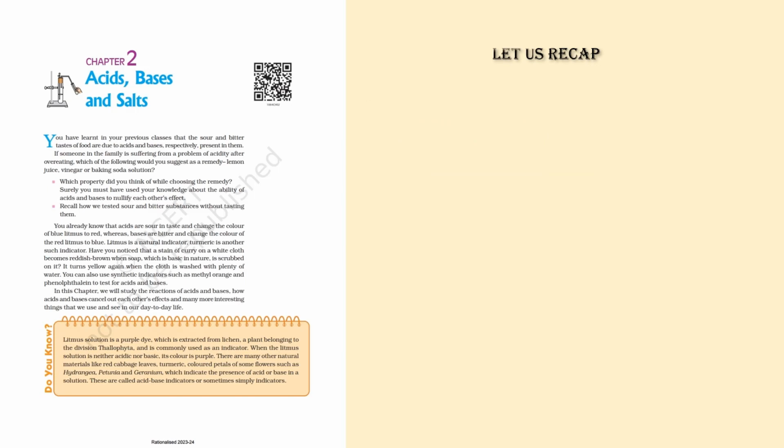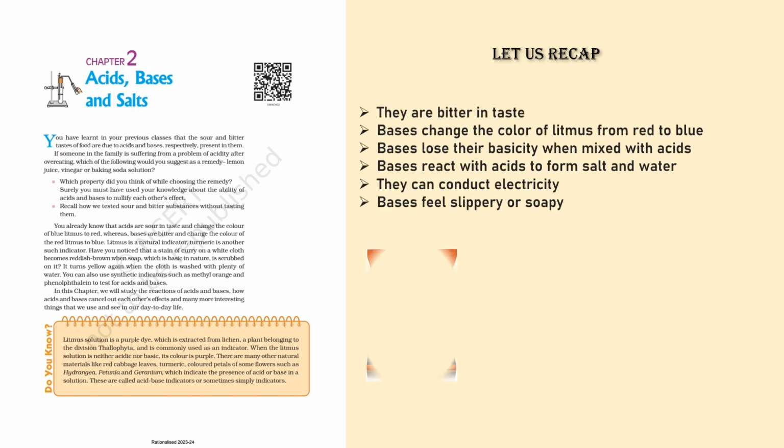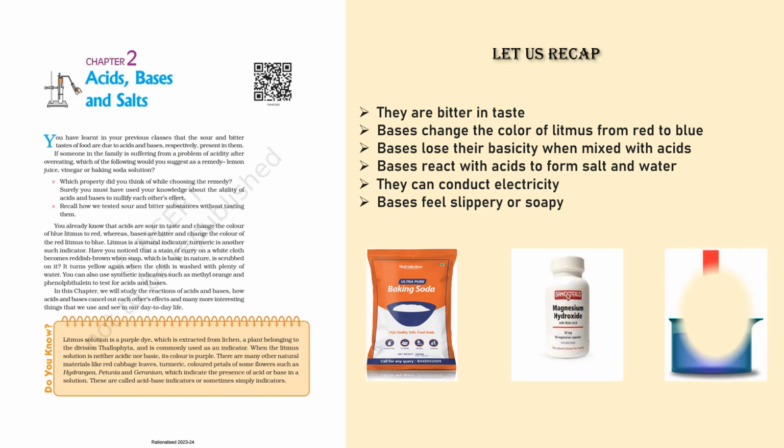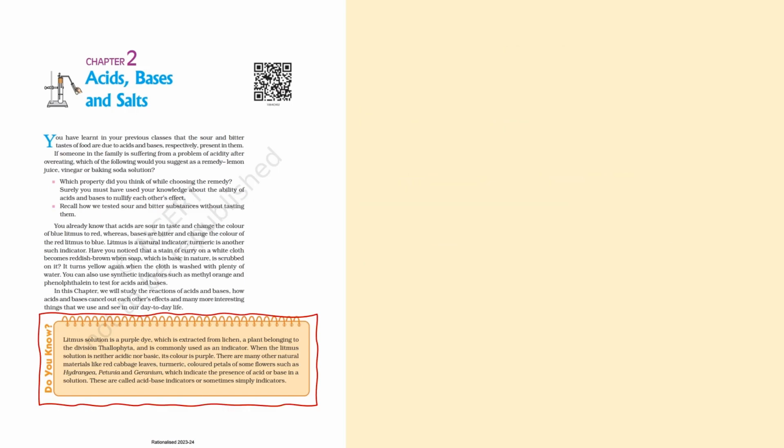Now, if you can recollect, the properties of the bases: they are bitter in taste. They can change the color of litmus paper from red to blue. They react with the acids to form salt and water. They can conduct electricity up to an extent and are slippery or soapy to touch. Now that we have mentioned that acids turn blue litmus red, on the contrary, the bases turn red litmus blue. What is this litmus?